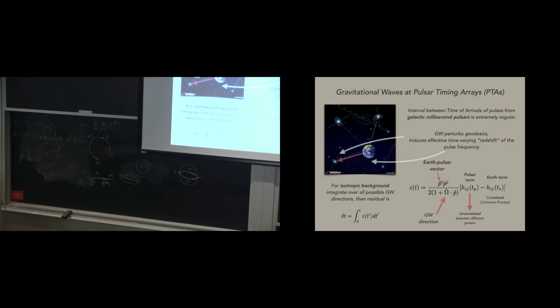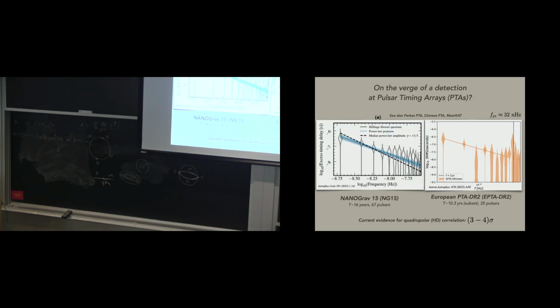So when you have a common process that can affect these time of arrivals, like the passage of gravitational waves, what you would have is a perturbation on the geodesics of these photons, of the pulses, and therefore this would induce a time-varying redshift of the pulse frequency. But just intuitively, by perturbing the geodesic, you will perturb the time of arrival slightly. And since the time intervals are typically extremely regular, you can detect very tiny deviations in the time of arrival, such as those that can be induced by gravitational waves. Okay, that's just a general idea.